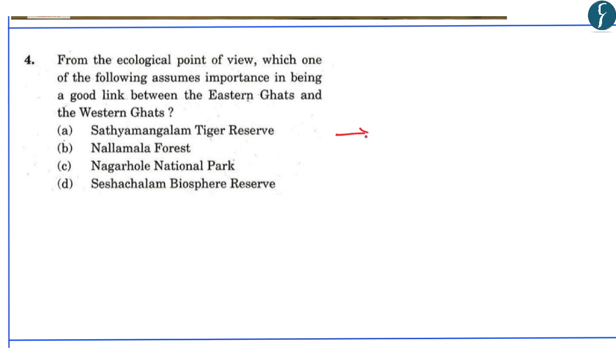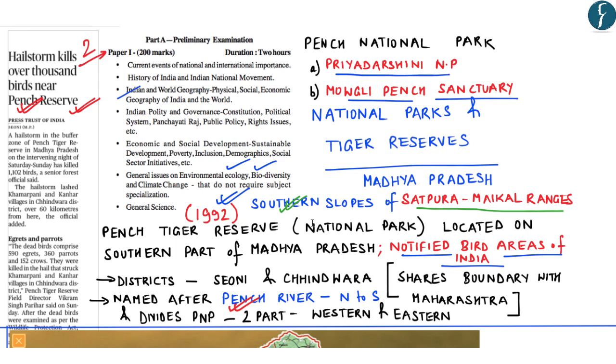Now this particular question was asked in the year 2017 of UPSC prelims examination. The question was, from the ecological point of view, which of the following assumes importance in being a good link between the Eastern Ghats and the Western Ghats? There were 4 options given. So in this, A was the correct answer, that is Sathyamangalam Tiger Reserve. So we understand different questions based on tiger reserves as well as national parks have been asked by UPSC. So in this news, we need to know every aspect with respect to Pench Tiger Reserve. With this, let's move on to our next news analysis.